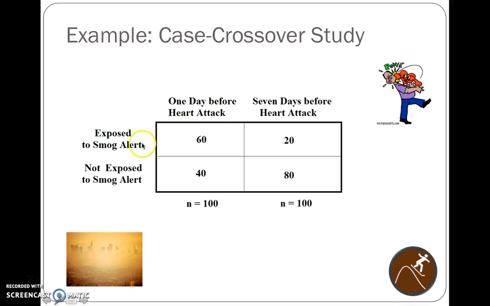This is really common with air pollution studies. So these people were exposed to a smog alert 1 day before their heart attack. These people were not exposed to a smog alert 1 day before their heart attack. These same people 7 days before their heart attack, this is their control. Was there a smog alert that day? And then was there a smog alert 7 days before their heart attack here for this group? So all this is just a little intro into the case crossover design.